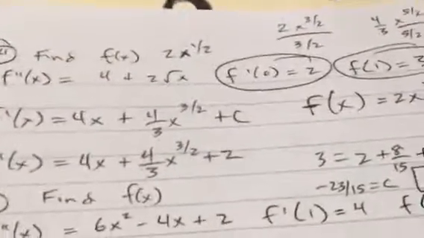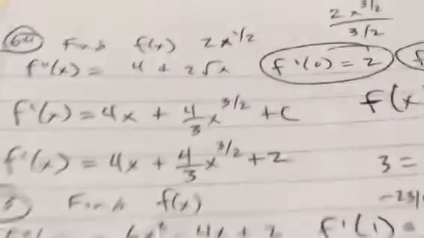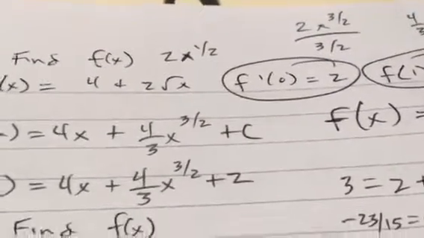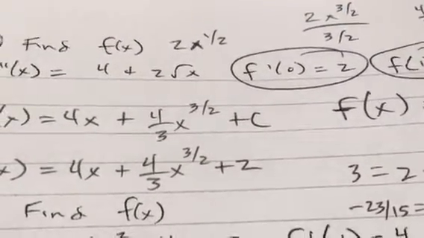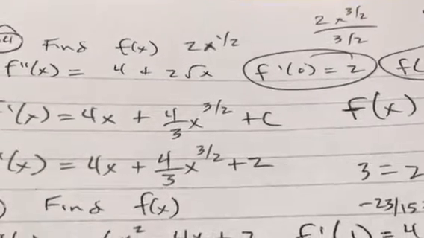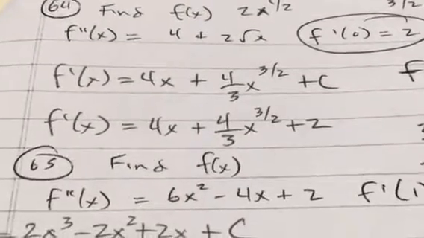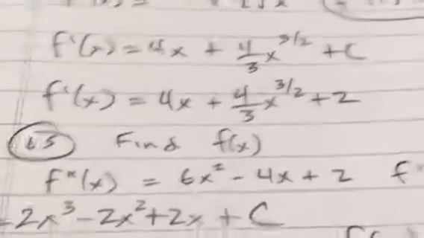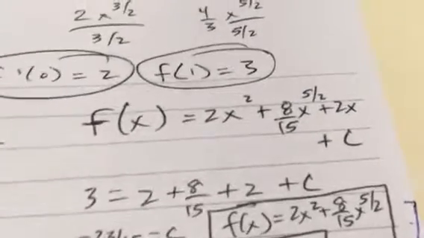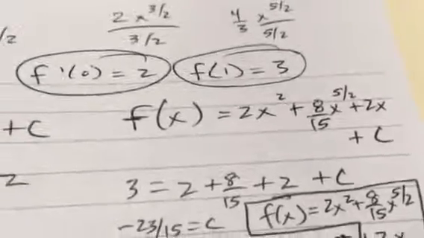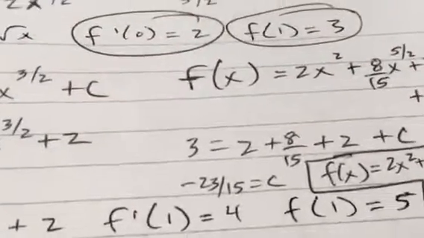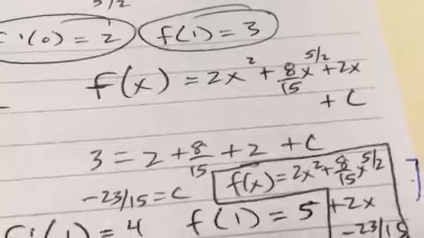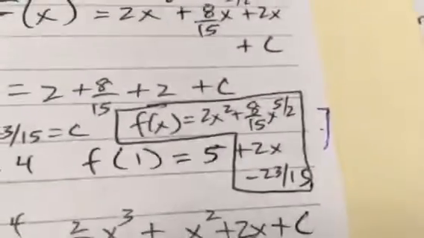I really like 64. I think 64 is pretty good. Maybe rewrite that. That's 2x to the 1/2, 1 power up, divided by that new power. If you know that f prime of 0 is 2, then you know that c is 2. Take the antiderivative of that. Kind of messy. So if you know that f of 1 is 3, when your answer is 3, x is 1. So figure out what c is.